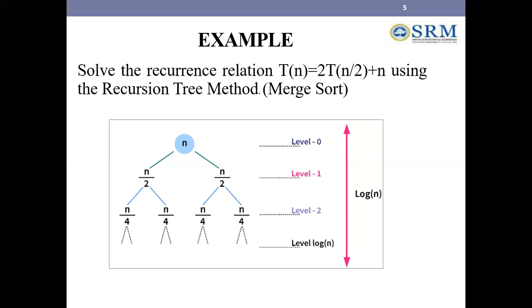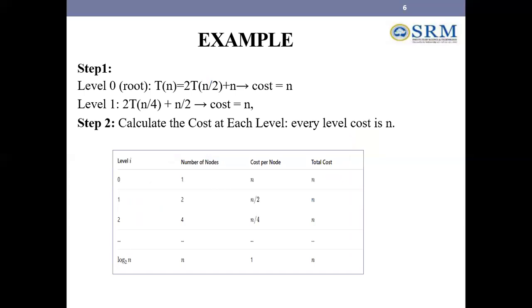We know the relation n by 2 power k equals 1, where k is the number of iterations. The number of iterations represents the number of levels in a recurrence tree. That is log n iterations, so the height of the tree is log n. Now we are going to find the cost for each level and multiply the cost per level by log n to get the cost for the overall tree. We will see step by step.